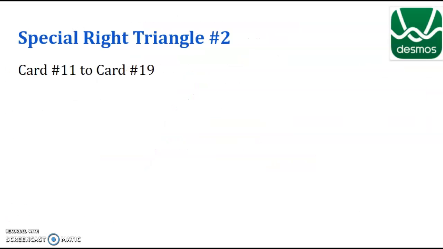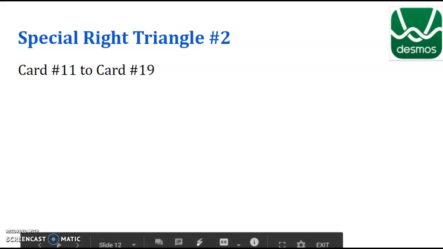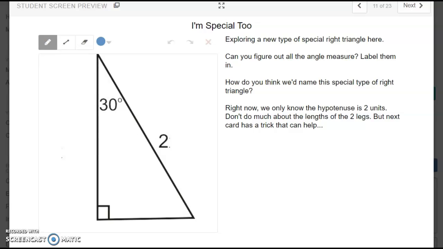Okay, now you're going to go on to cards number 11 to 19 of the Desmos, and we are going to be exploring a different type of special right triangle. Can you figure out all the angle measures and label them in? What do you think the name of this special type of right triangle is? Right now, we only know the hypotenuse is 2 units. We don't know much about the length of the 2 legs. But the next card has a trick that can help.